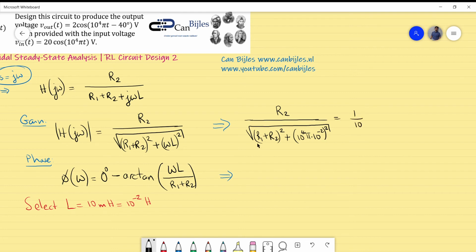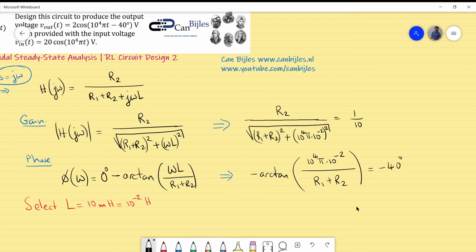As you can see, I have only two unknowns here, R1 and R2, because the L is substituted here, and also the omega. Now, if I continue, of course, I can get rid of this 0 degrees, and this will be equal to minus 40. So I will have the following: minus arctangent of 10 to the power 4 pi times 10 to the power minus 2 divided by R1 plus R2. So I have now two equations and two unknowns, and you can now solve this uniquely.